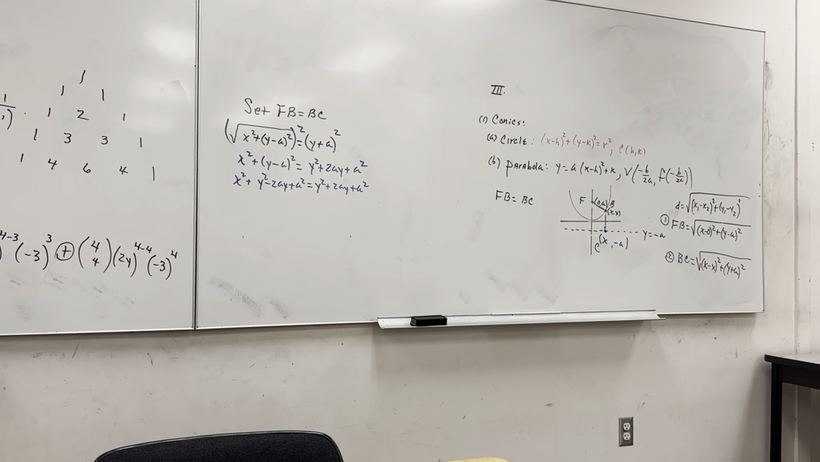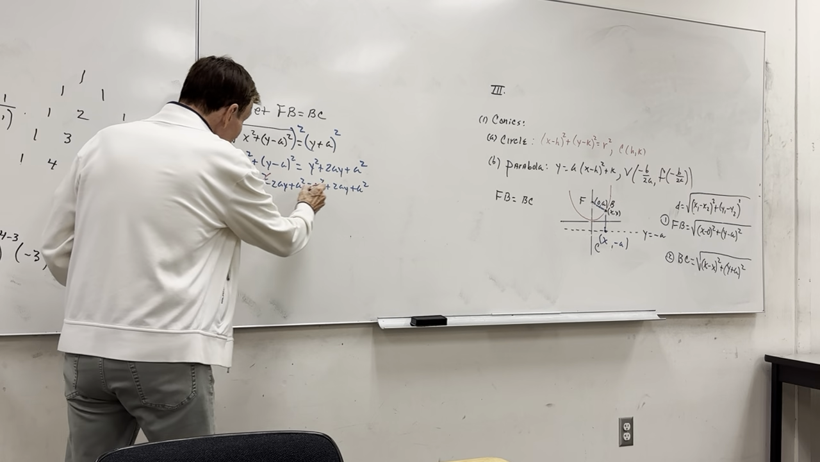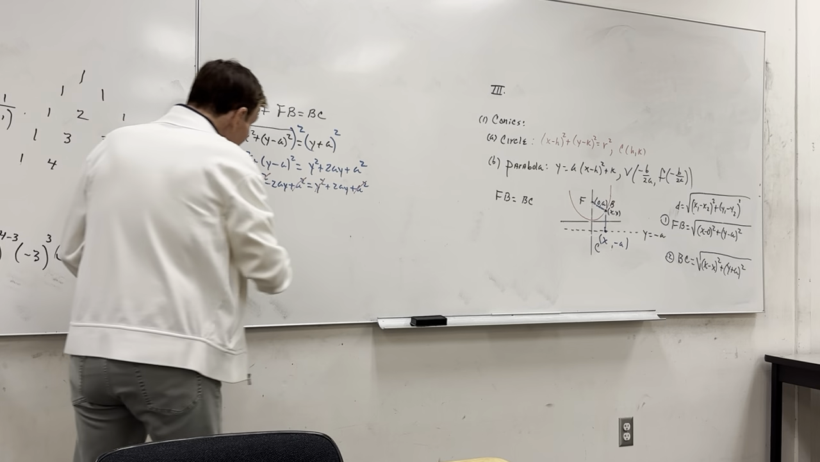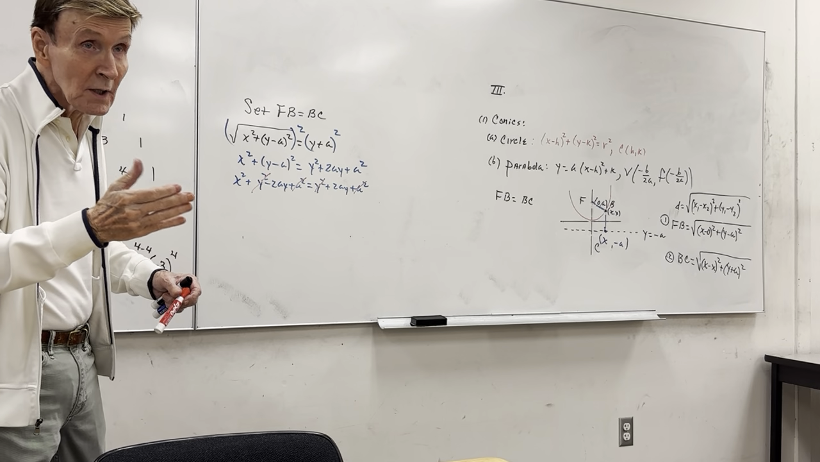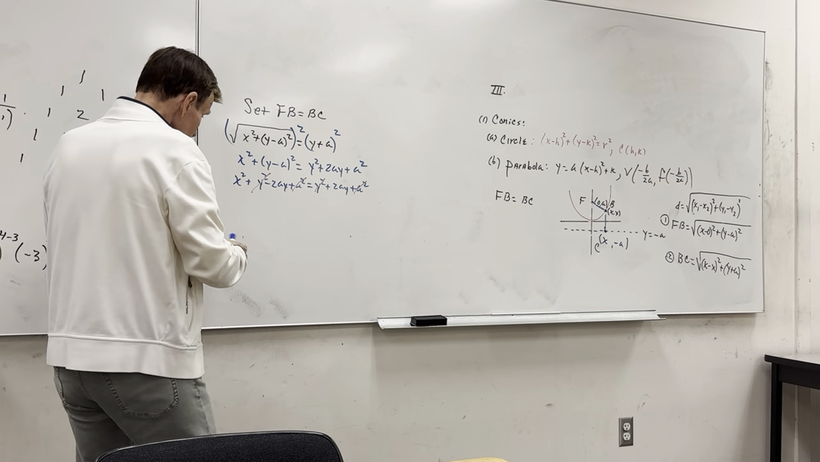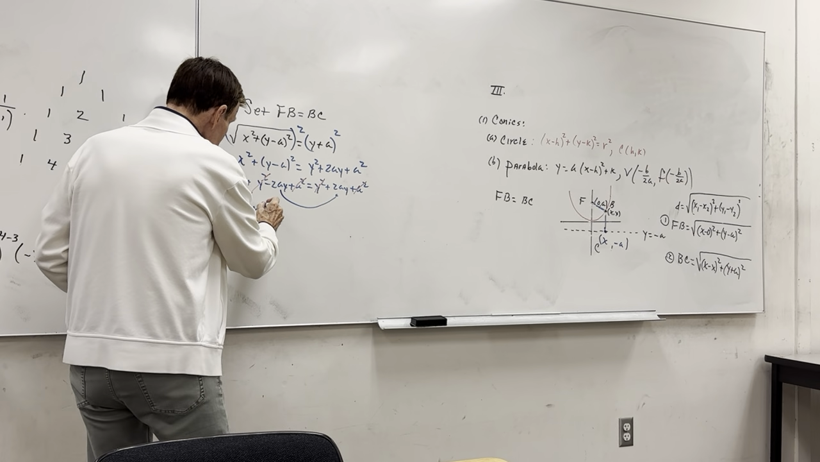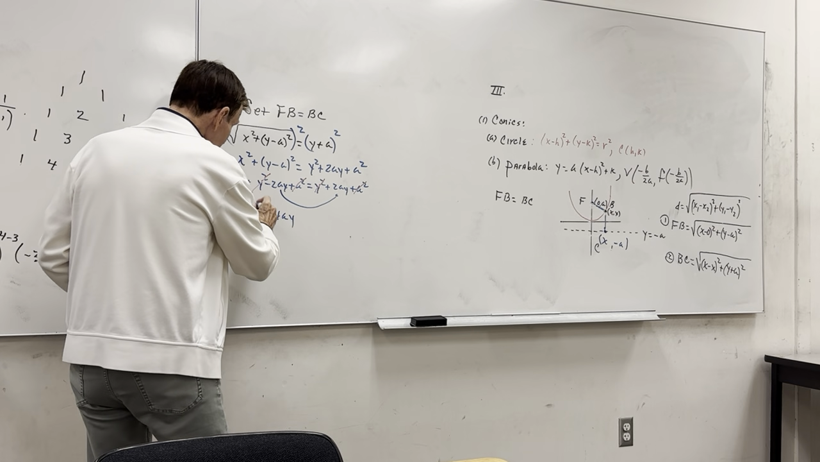Now, can I clean it up further? Yes, I think I see some terms canceling out. The a squareds cancel. You might say the two ays cancel, but I don't think they do. You have to combine them. So then move this over: x squared is equal to, combine those ays, what is that, 4ay.